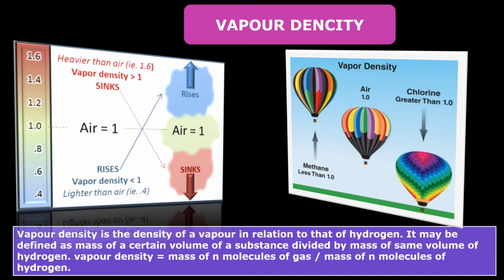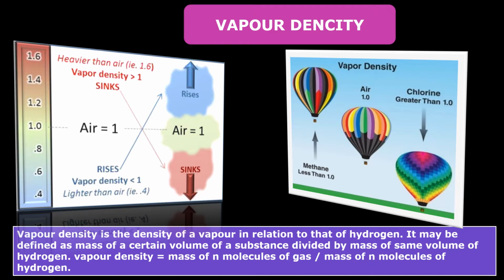Okay. Now, see this diagram. Air is equal to 1. Vapor density of air is equal to 1, approximately 1.0. Heavier than air, that is 1.6. So, vapor density greater than 1, it sinks. Like this, it will come down, sinks. And vapor density less than 1, lighter than air, that is 0.4, it will rise. See, it's rising. Now see this diagram. Methane less than 1.0, so it's rising. Air exactly 1.0. And chlorine greater than 1.0, that's why it's sinking.